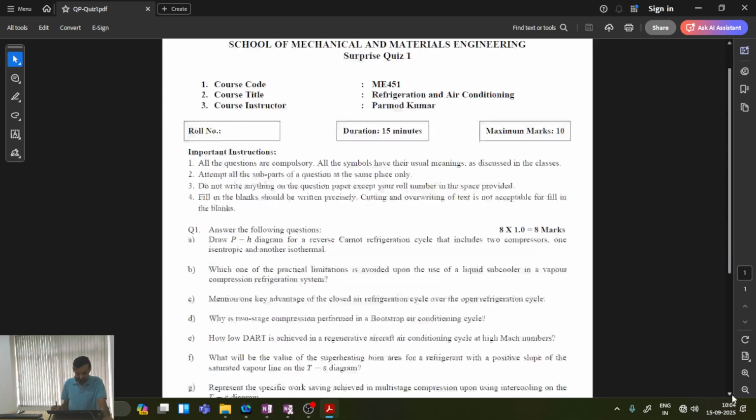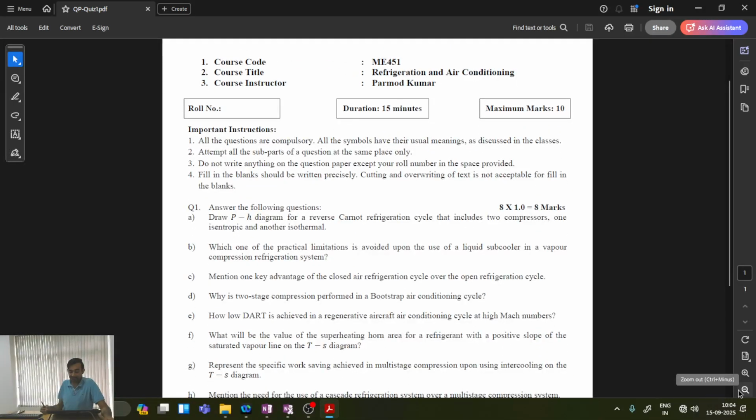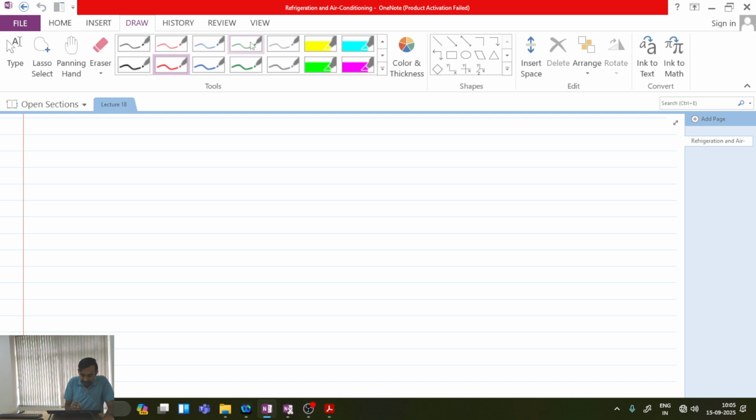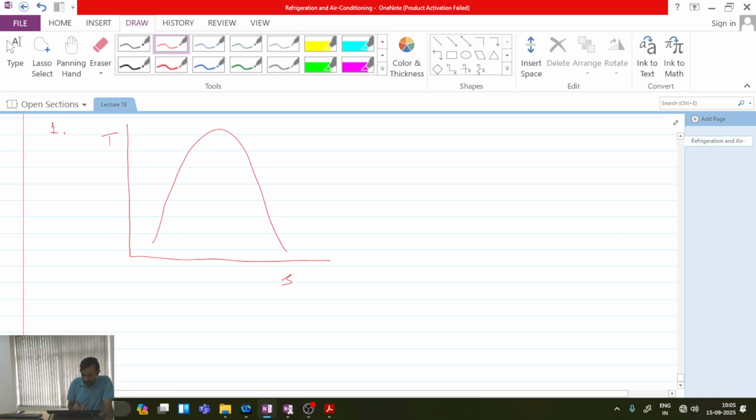The first question is, draw the pH diagram for a reverse Carnot cycle that includes two compressors, one isentropic and one isothermal. So if you recall, when I was discussing the vapor compression cycles, I told that if this is my TS cycle, the reverse Carnot cycle on a TS diagram will be something like this. Okay, so this is the standard cycle.